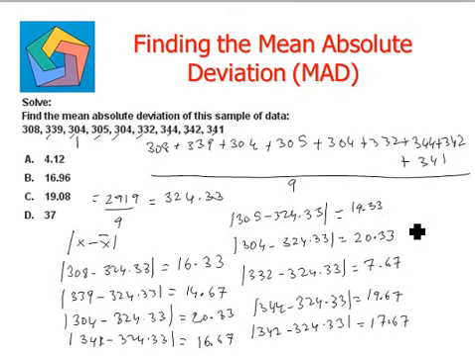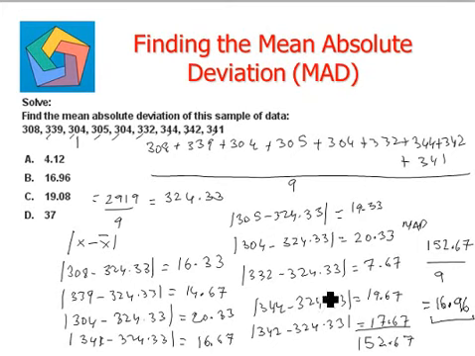Now the value of MAD, the mean absolute deviation, is the sum total of all these deviations divided by the count. When we total this up, we get 152.67. 152.67 divided by 9, which is the count, and the final answer is 16.96. This is the final answer, which can be seen in option B.